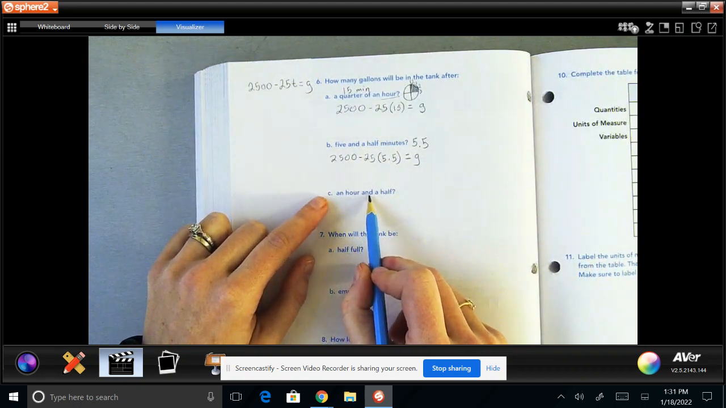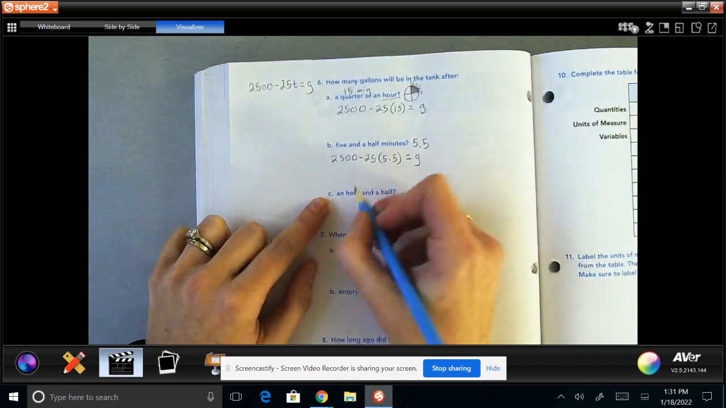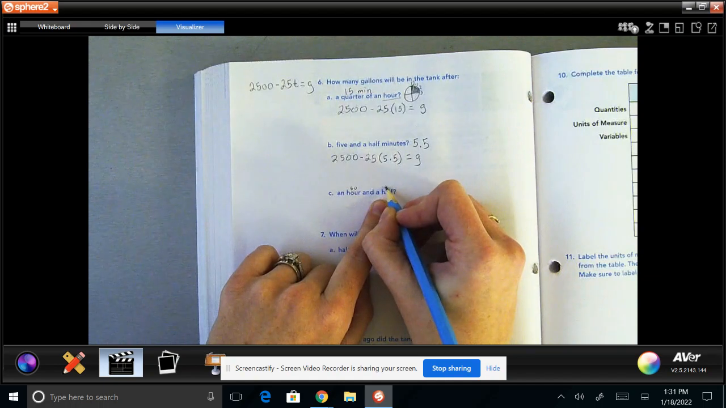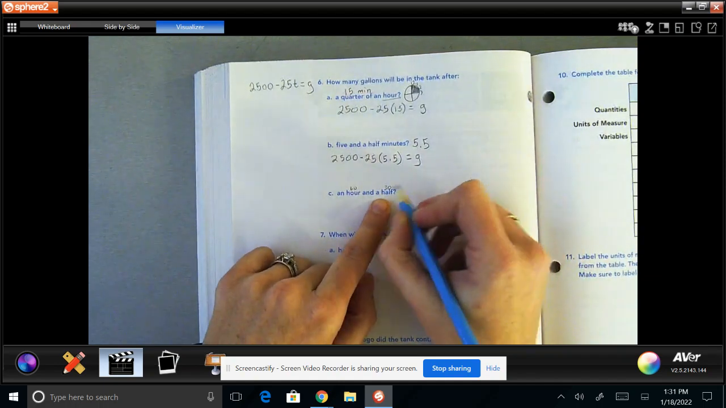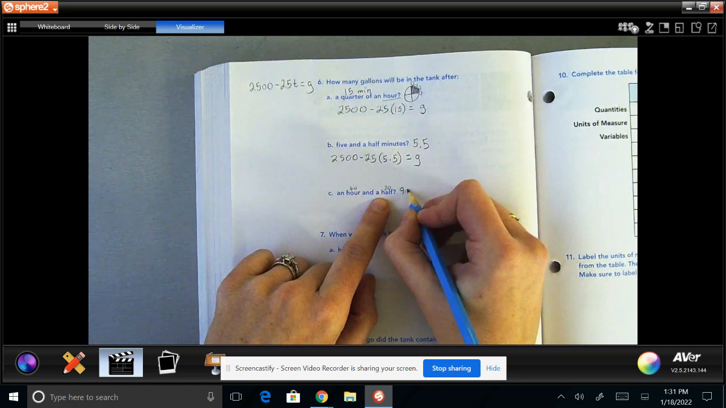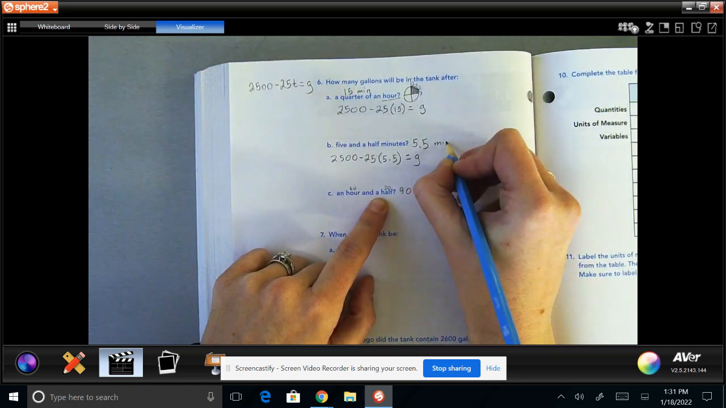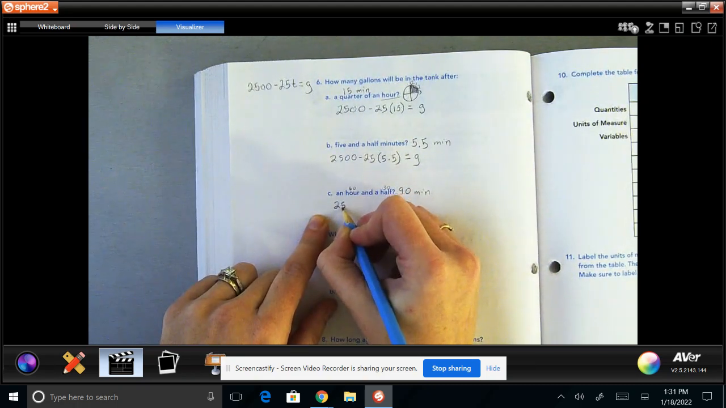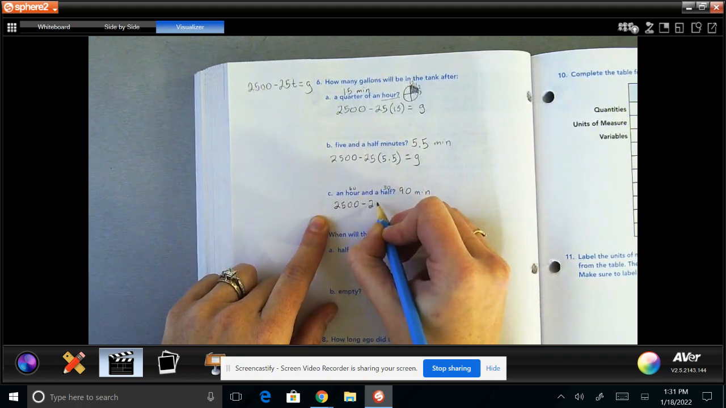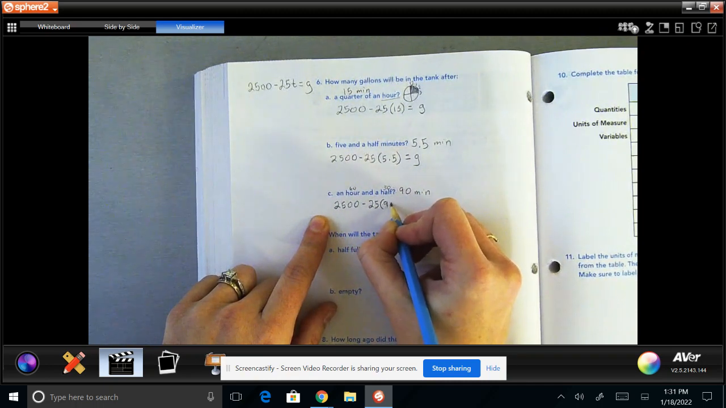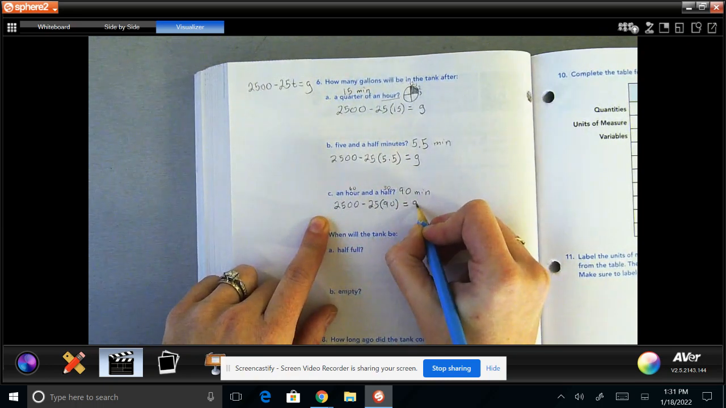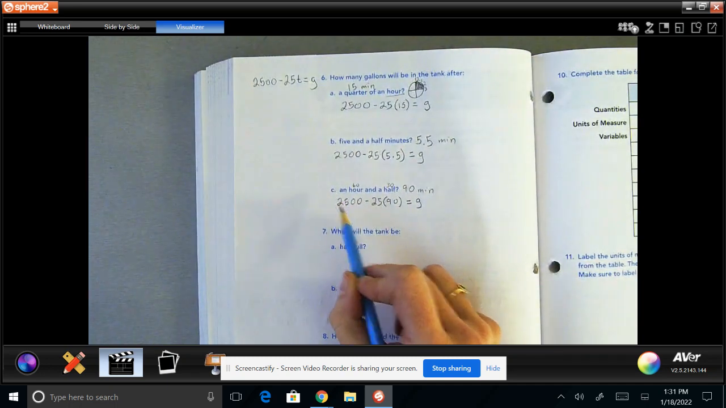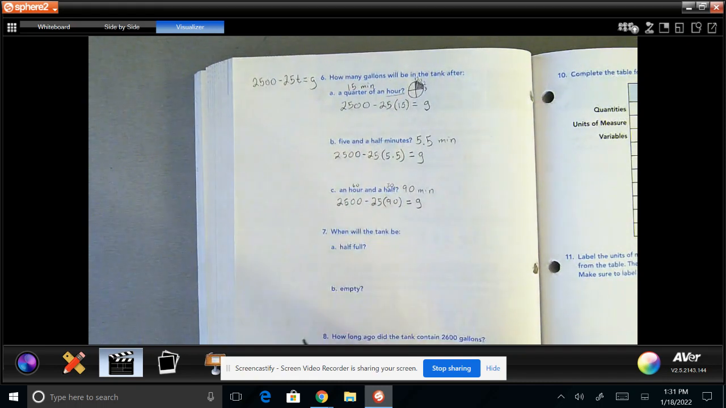An hour and a half. Well, I know that an hour is 60 minutes. Half of an hour is 30 minutes. So that's 60 plus 30, 90 minutes. So for C, we're using the equation and we're substituting 90 for our time. And again, following order of operation, multiply first and then subtract that product from our starting value.